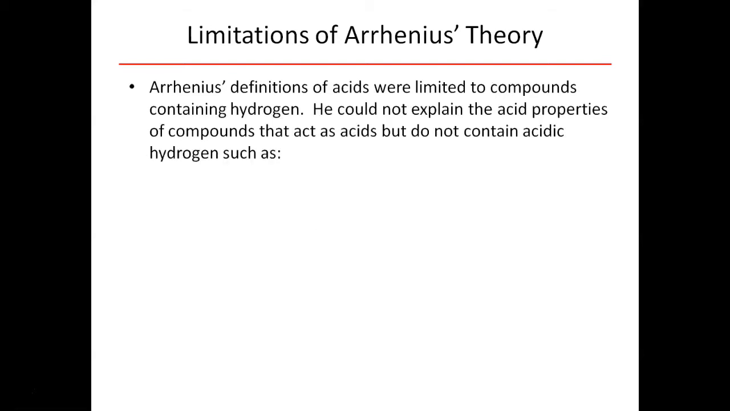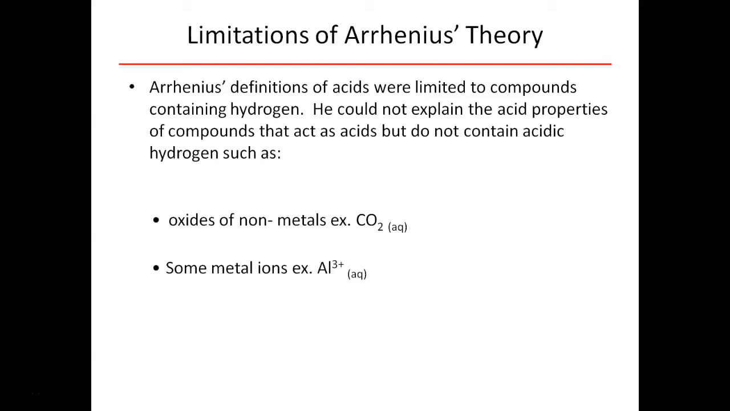Also, it doesn't explain the acidic properties of some entities as well. Some things act as an acid that don't necessarily have a proton. For example, when I add non-metal oxides to water. Well, we know non-metal oxides react with water to form an acid, but also some metal ions. So for example, if I added aluminum chloride to water and I stirred it, it would have acidic properties. So it would cause, for example, the pH to go down. Okay? Remember, pH is a measure of the amount of protons or hydronium ions in the water.